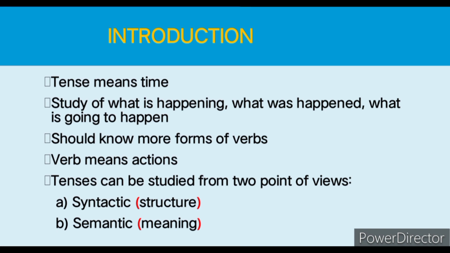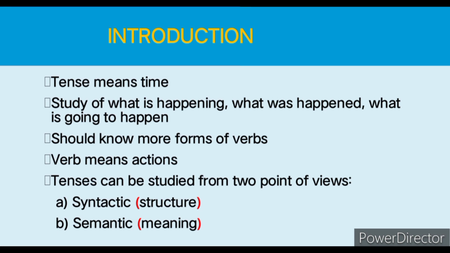Dear friends, tenses are nothing but the study of what is happening at present, what has happened, and what is going to happen. For example, I am playing table tennis now. I was playing table tennis the whole evening. I will be playing table tennis next Sunday. Dear friends, from these three different examples, we can say that it is the study of time. It studies present, past, and future.